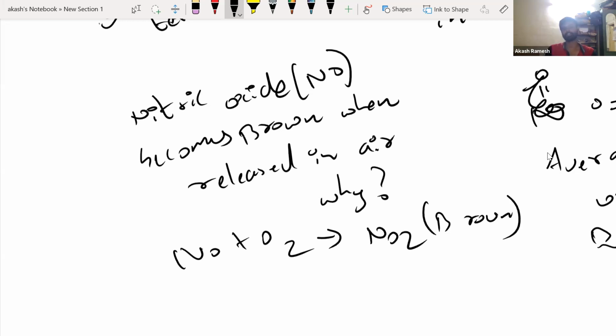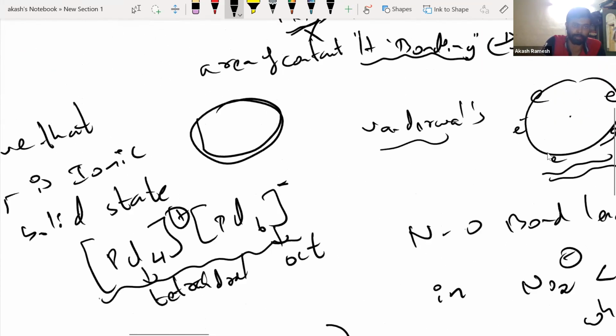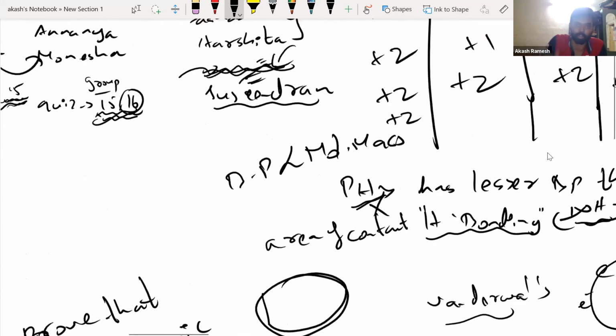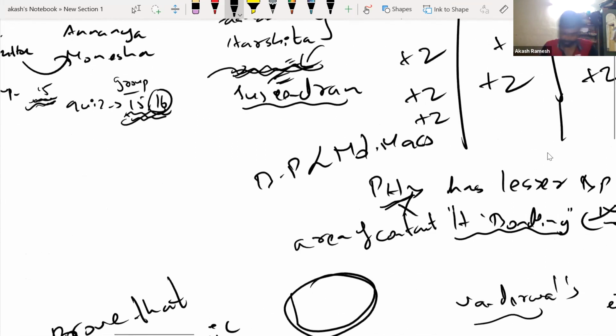That's the reason. NO is released in the atmosphere. It is very reactive, actually. NO is a very reactive gas. The moment it is released, it is going to react with O2 to form NO2, which is brown in color. That's why it turns brown. Good, nice. So group 2 gets +2.